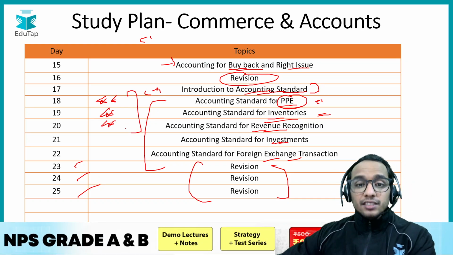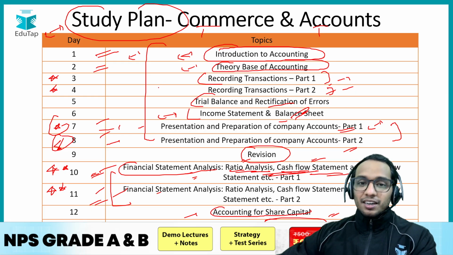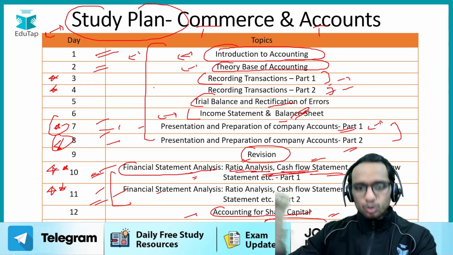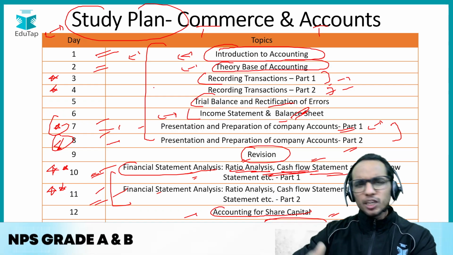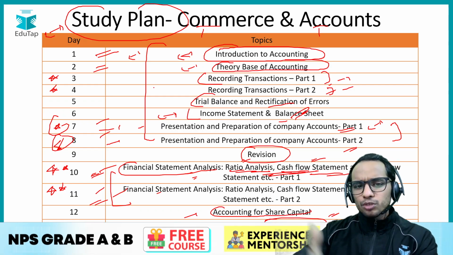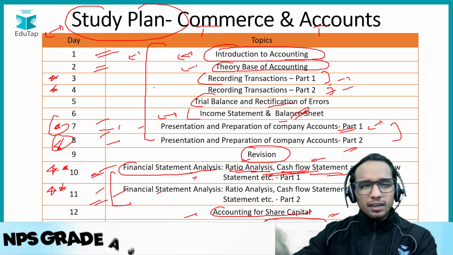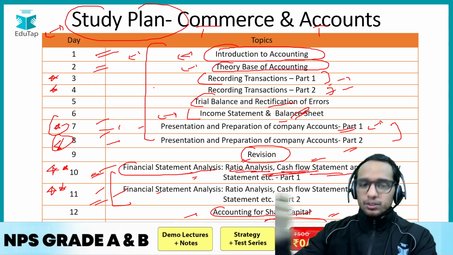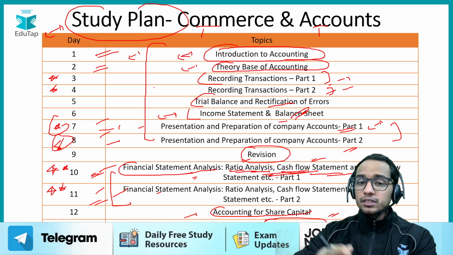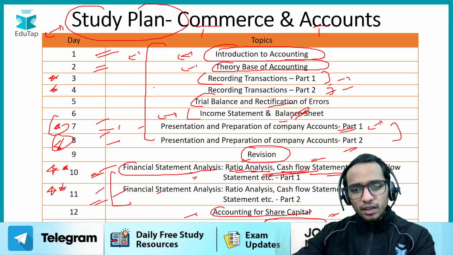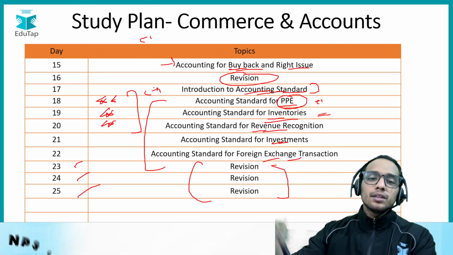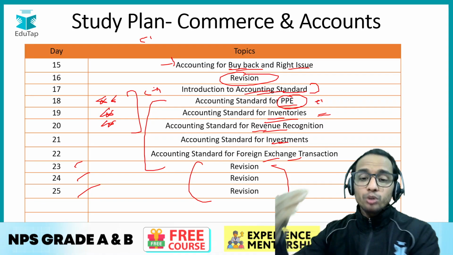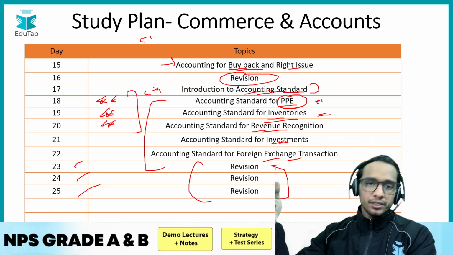I'm not asking you to leave other topics, but I'm just giving you an idea about which are the most important topics. So you have ratio analysis, cash flow statement, fund flow statement, or the other methods of financial statement analysis like comparative and common size analysis, right? So these are the important topics. Then you have company accounts, then recording transactions, right? And the accounting standards for PPE, inventories and revenue recognition. These are the most important chapters you have in commerce and accountancy, right?